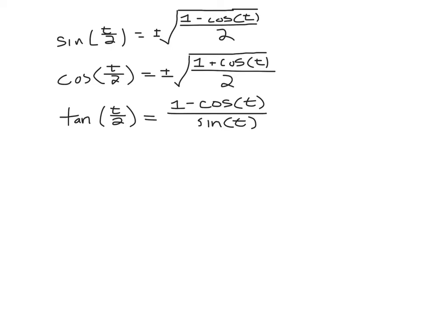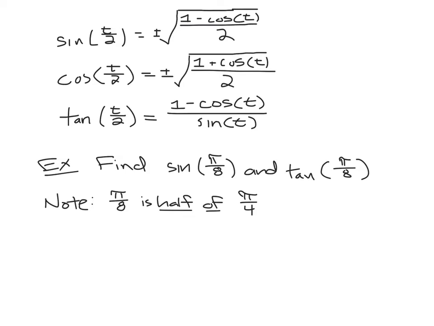So cosine of t over 2 is similar. It's plus or minus the square root of (1 plus cosine of t) over 2. I'm sorry, square root of all that. And then tangent of t over 2 equals (1 minus cosine of t) over sine of t. So take a second to write all those down. You absolutely do not have to memorize these.